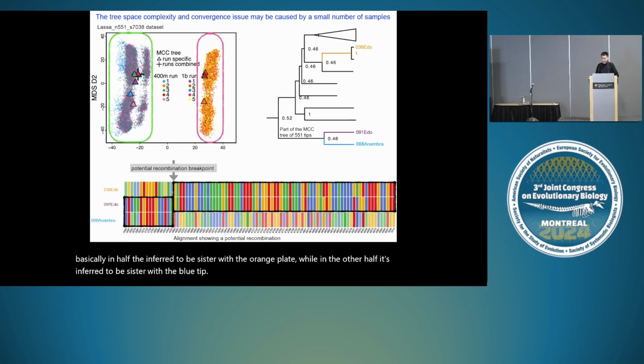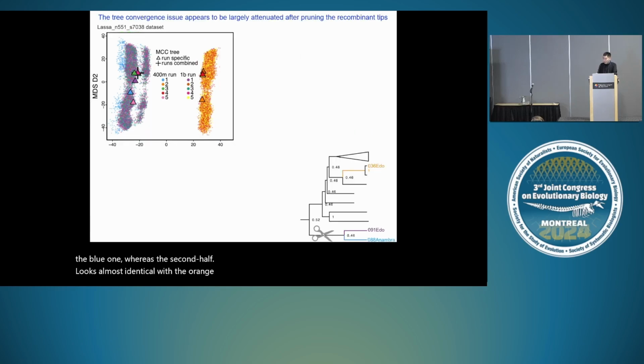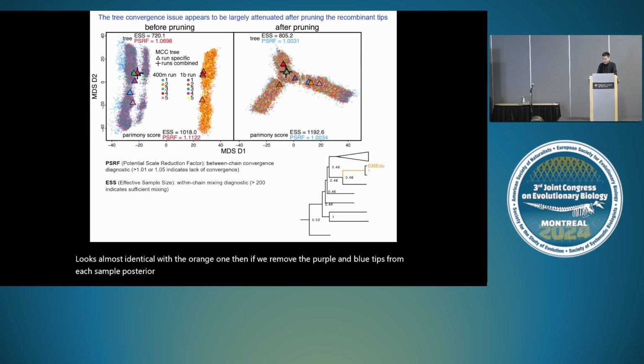And it appears that this is likely caused by a putative recombination event involving these 3 tips. As we can see here, the first half of the purple sequence looks very similar to the blue one, whereas the second half looks almost identical to the orange one. Then if we remove the purple and blue tips from each sampled posterior tree, suddenly the convergence issue disappears, and we don't see the separation of modes in the MDS plot anymore.